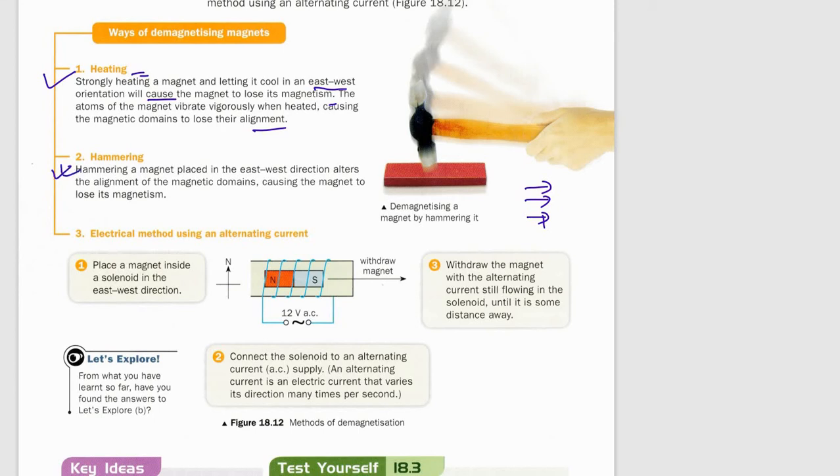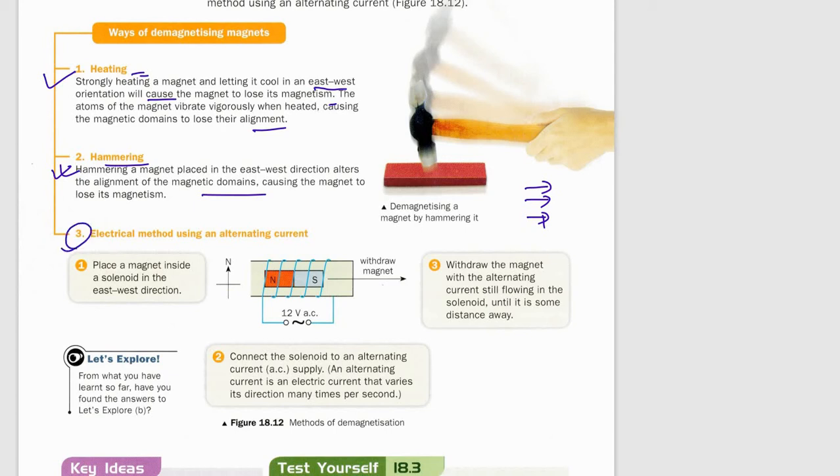Now what is the second method? It is called hammering. Hammering is done with the magnet placed in the east-west direction. Again, you have to place it in the east-west direction, and then you hammer it. That will again alter the magnetic domains, and then it will lose the magnetism.